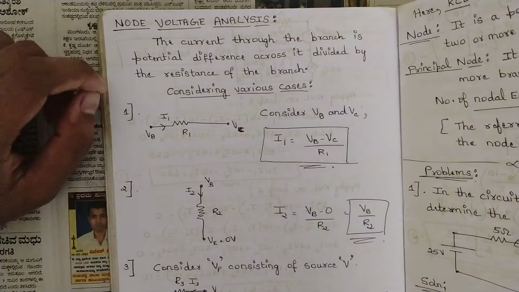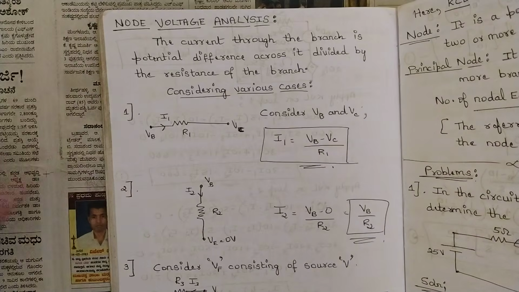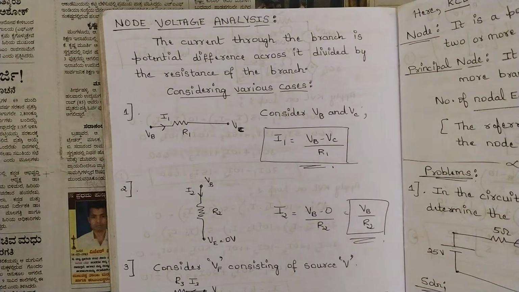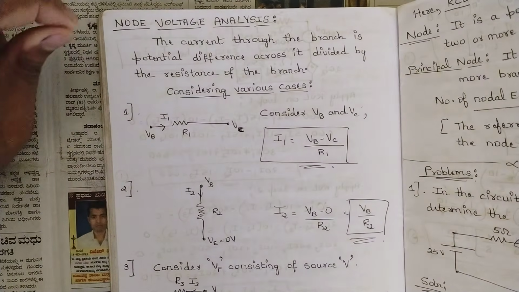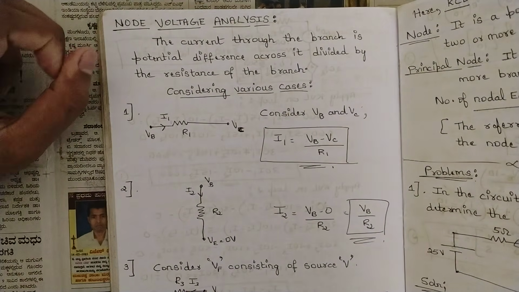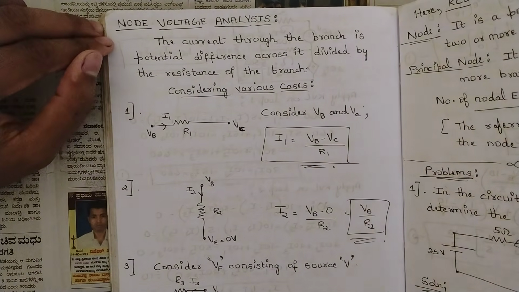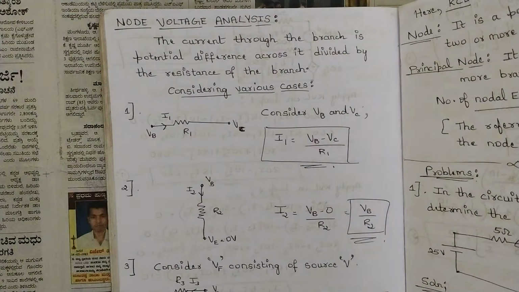In our previous sessions we discussed one concept called mesh analysis, super mesh, and a lot of problems related to those different kinds of circuit. Now we will be dealing with one more kind of circuit, and the concept name here is node voltage analysis. First we discussed mesh analysis, and now this is the reverse process, that is node voltage analysis.